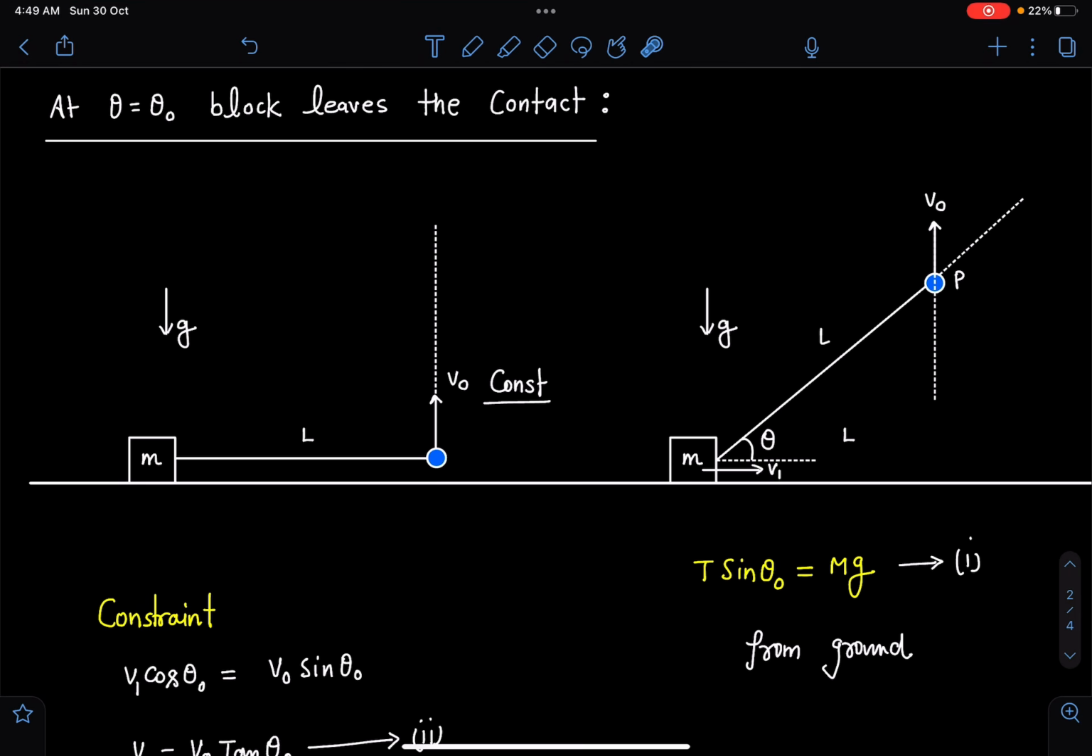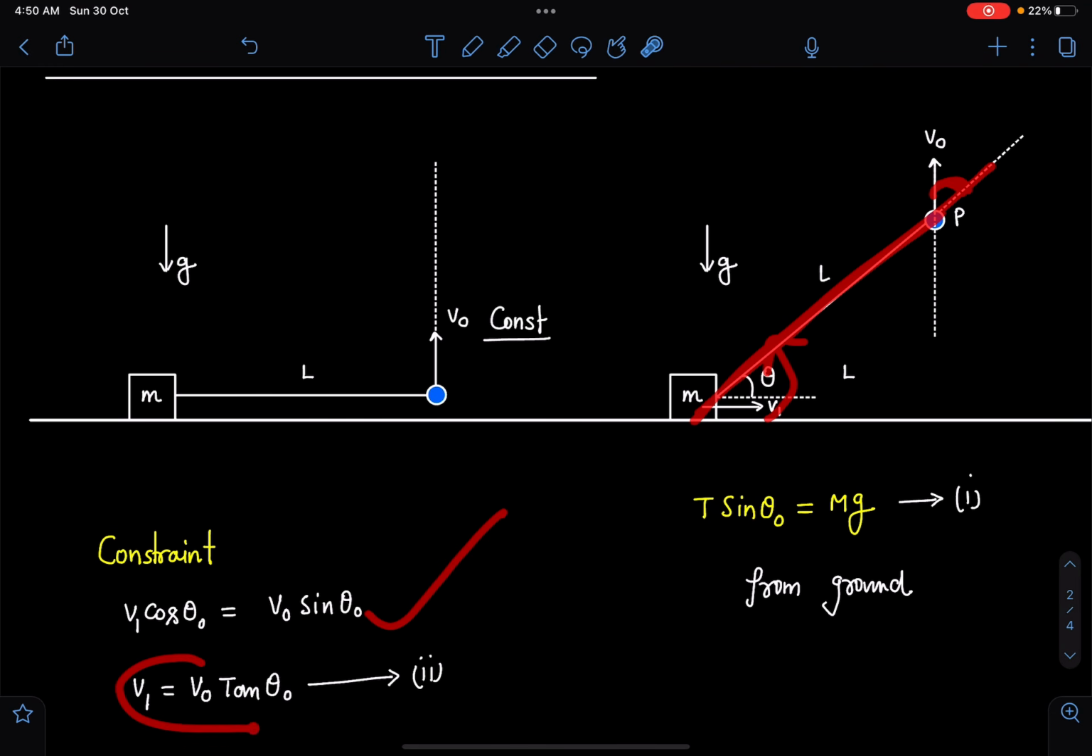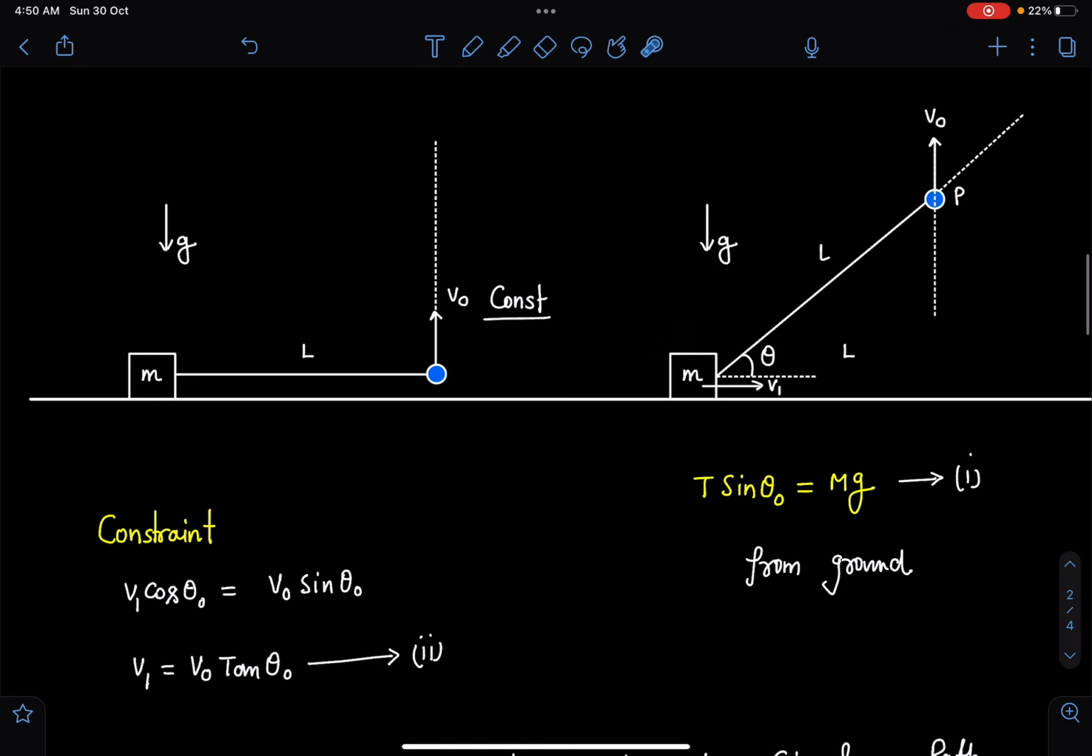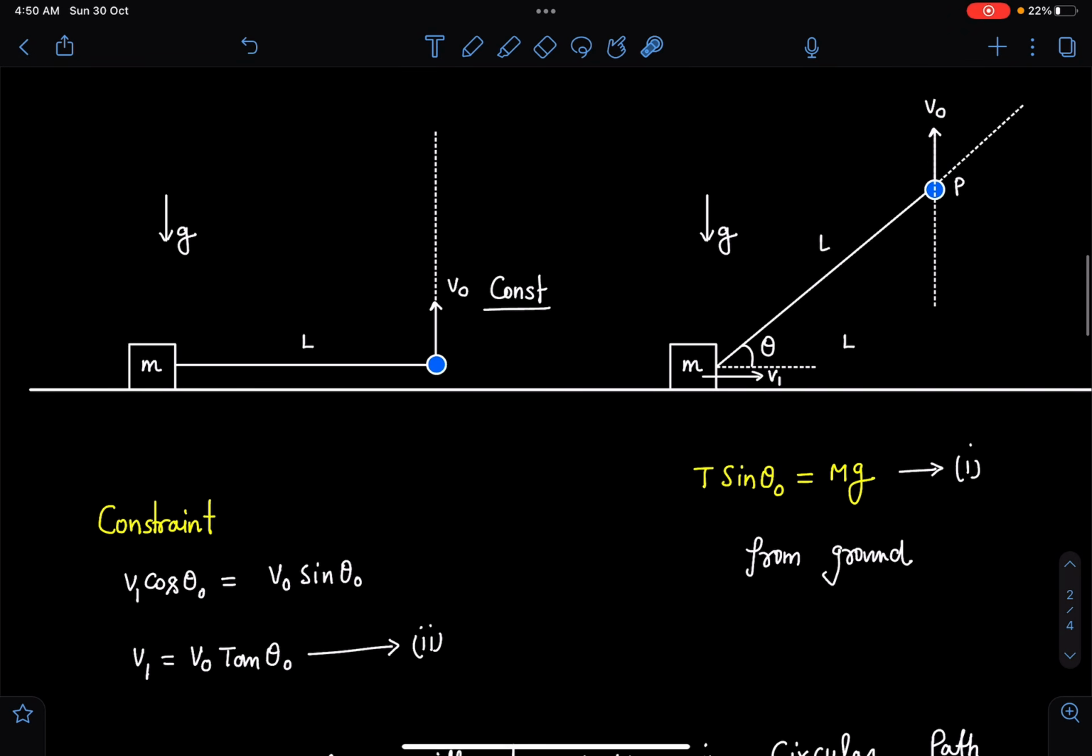So the very first thing is the constraint relation. Directly we can say, if the length of the string is not changing, v1 cos theta will be equal to v0 sin theta, which is going to give us v1 equal to v0 tan theta. And another part, based on the information given in the problem, at theta equal to theta naught, the block is leaving the contact. So T sin theta naught will be equal to mg, since the normal reaction becomes 0, and that is the instant when this particle is going to leave the contact. So once we have these two equations, we can proceed to the third one.